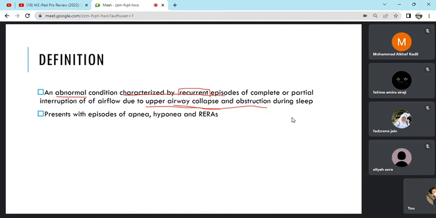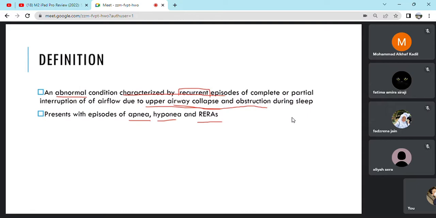That is the reason why, because of the upper airway collapse and because of the obstruction that you see, which is recurrent, ibig sabihin nun, paulit-ulit, and of course, it can be a complete or a partial one, it leads now to episodes of apnea, episodes of hypopnea, and episodes of RERA. So when you talk about your obstructive sleep apnea, you have apnea, hypopnea, and RERAs happening, okay? All at the same time.